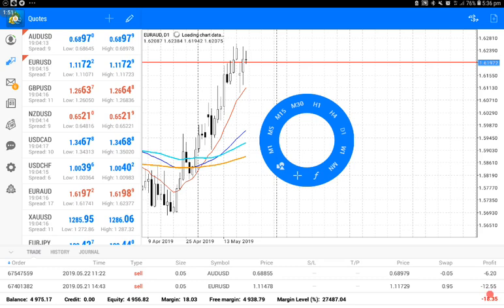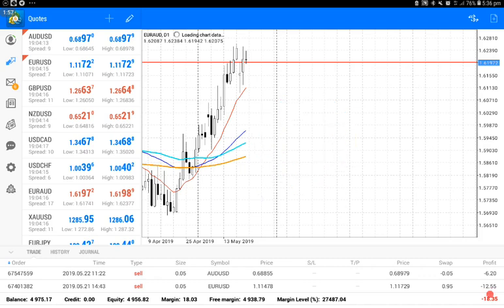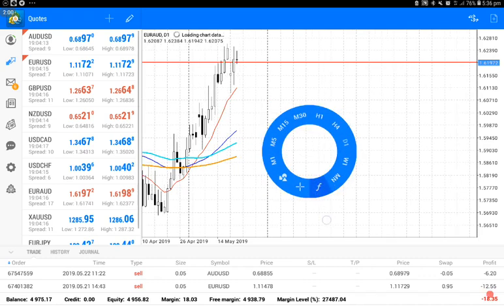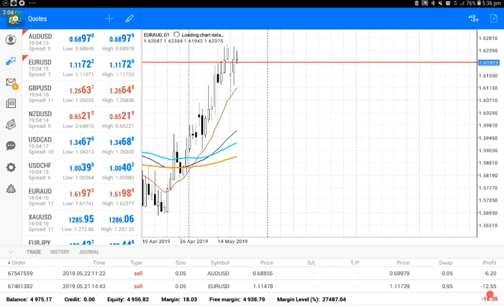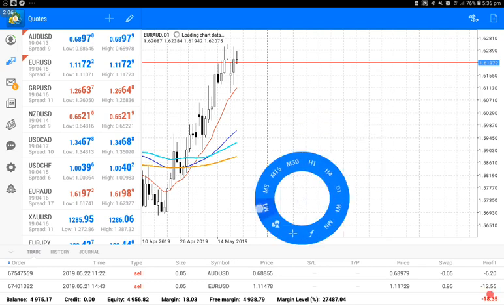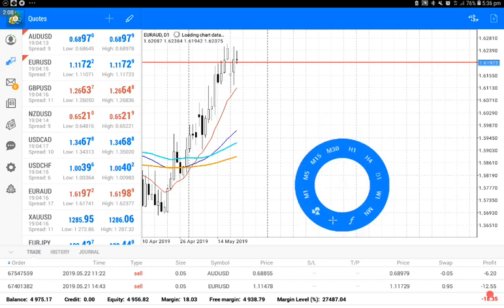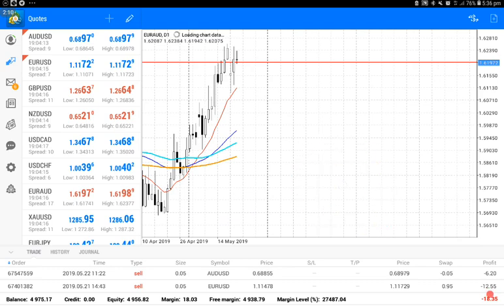So we have the lines and shapes button here, and we have the indicator buttons here, and then we have the crosshair button here, and then we now have the time frame starting with 1 minute and going all the way to monthly. So we've talked about the time frame already, so you understand that.